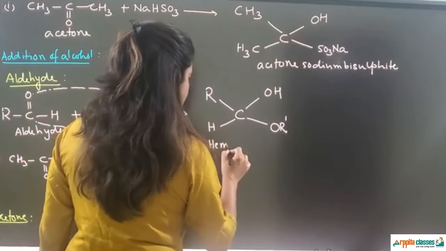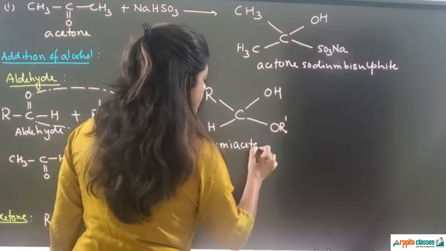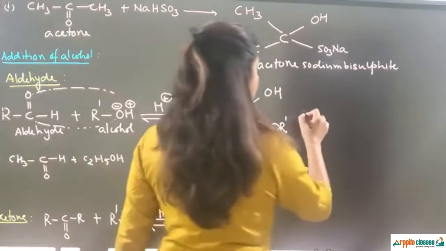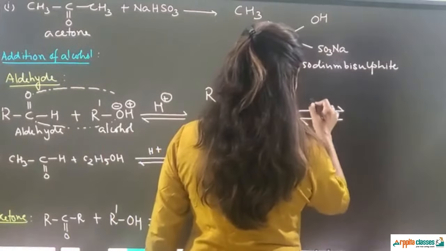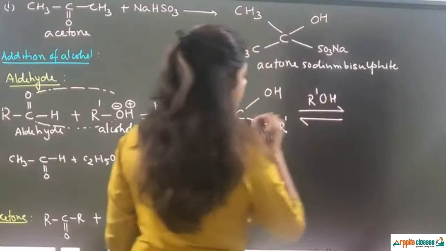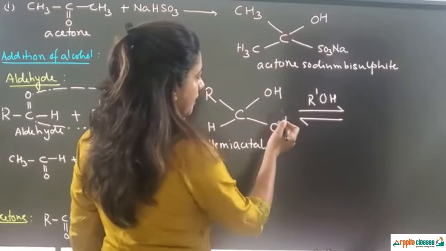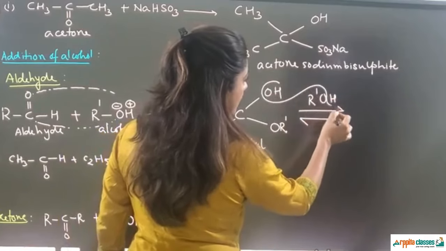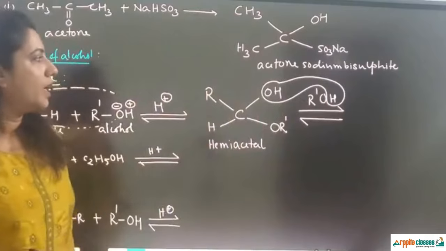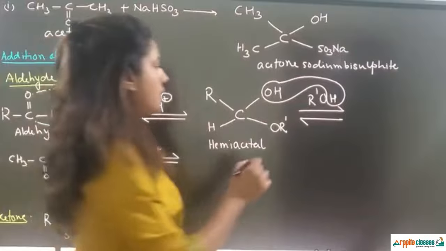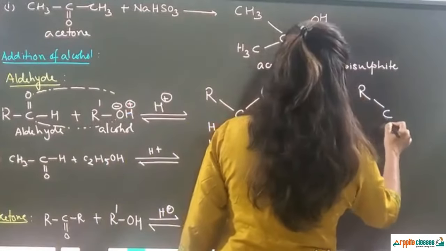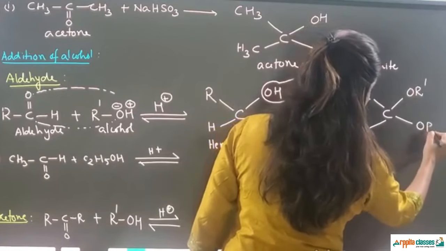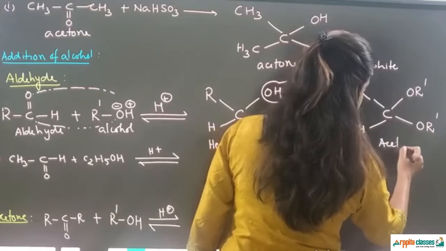Hemi means half. Half acetal, hemiacetal. Why half acetal? Because the reaction does not stop here. If we put one more molecule of alcohol, R dashed OH, from here again this OH and this H will come out as water molecule, and OR dash will get attached to this. So we'll get R, C, H, this side OR dashed and this side OR dashed. This is called as acetal.